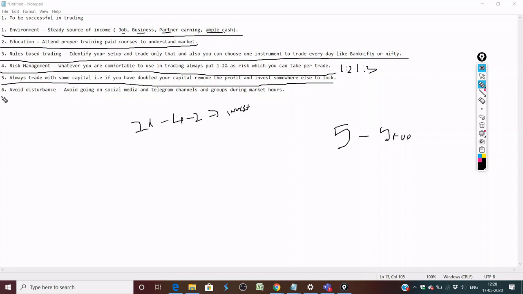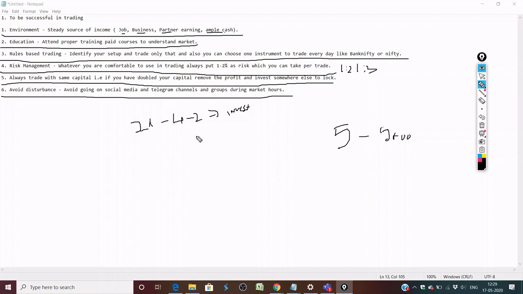sustain that, also avoid disturbance. Avoid going on social media, Telegram channels and groups during market hours, because once you have formed a view, took a trade, and that trade is going in your favor and somebody gives you a different view, then you get into panic mode. So try not to go into these groups. You can go after your trading is finished to see what people are saying. If you are able to get some new analysis or something new to learn, then go.